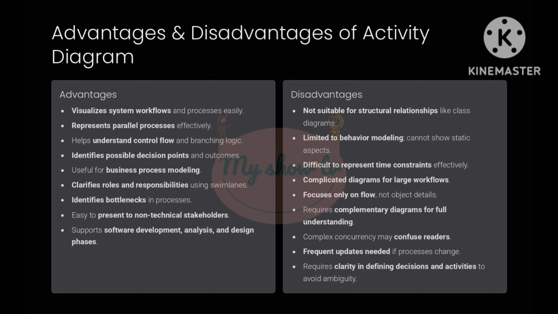6. Other diagrams are often required for complete system modeling. 7. Handling complex concurrency can confuse readers. 8. Need regular updates to stay accurate as systems change. 9. Requires careful planning to define activities and flows clearly.